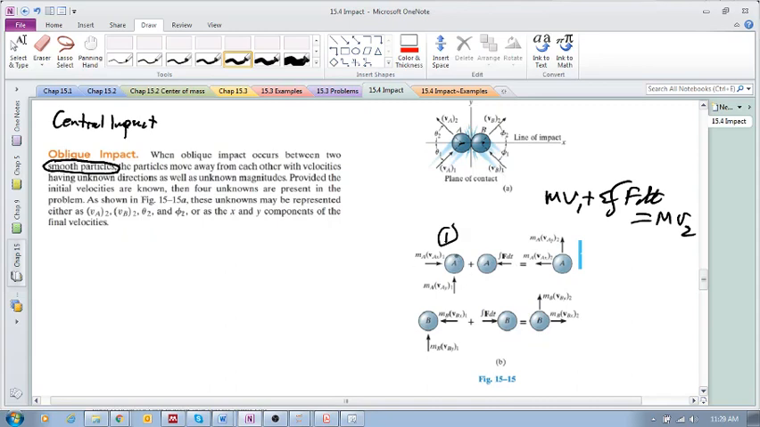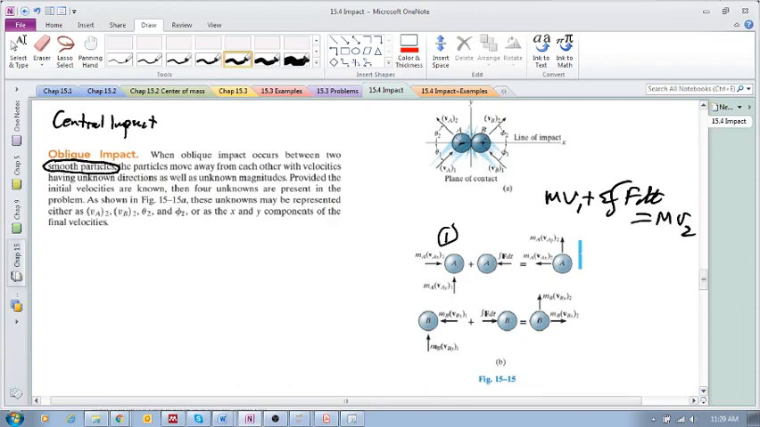So we have the initial momentum in the x and the y, plus the impulse only in the horizontal direction from B onto A, no impulse in the vertical, equals the final momentum, which is going to be an x component and a y component of momentum. Similarly, I'm not going to spend much time on this.